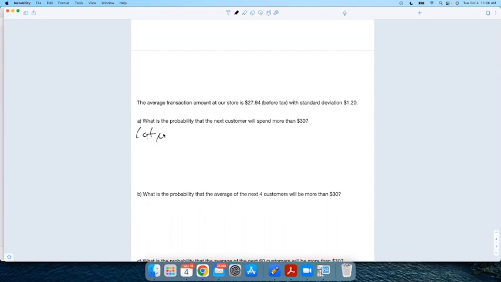So let mu, the population mean, be the mean amount spent, and we're told that that's $27.94. That's defining my variable, required step. Notice it's mu, not P's and Q's. We're also told sigma, the population standard deviation, is $1.20.